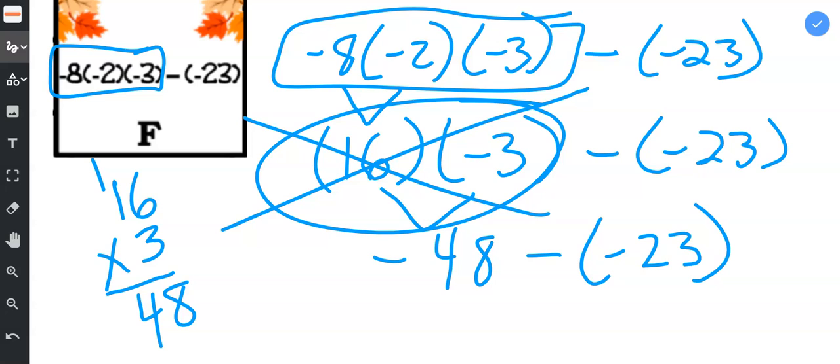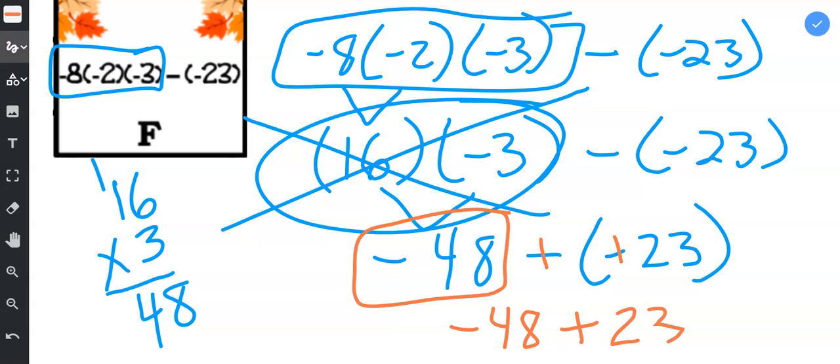I'm going to change the subtraction to addition. Remember, I put a box around this first part because we don't want to change the first number. You never change the first number. We're going to add the opposite. So the two changes occur in the middle. So negative 48 plus 23 is the same as negative 48 minus a negative 23.